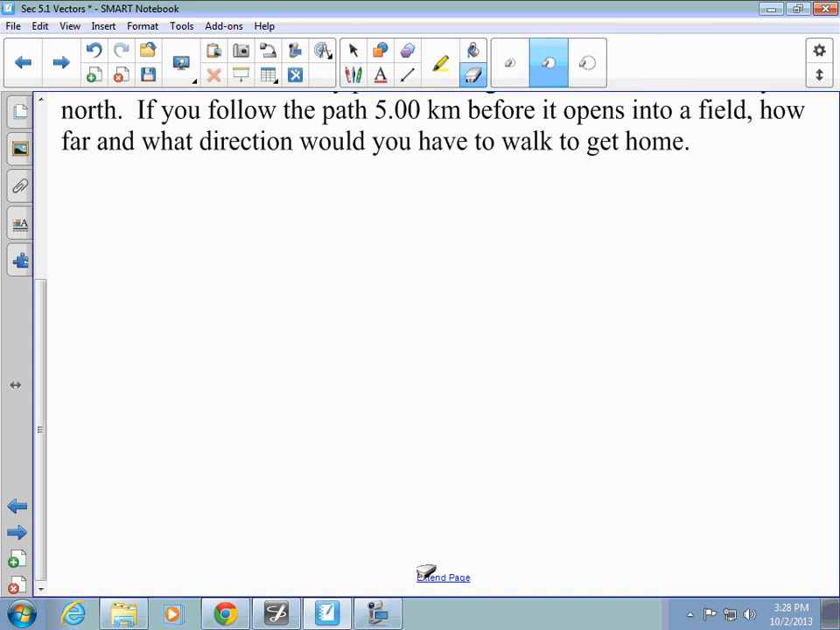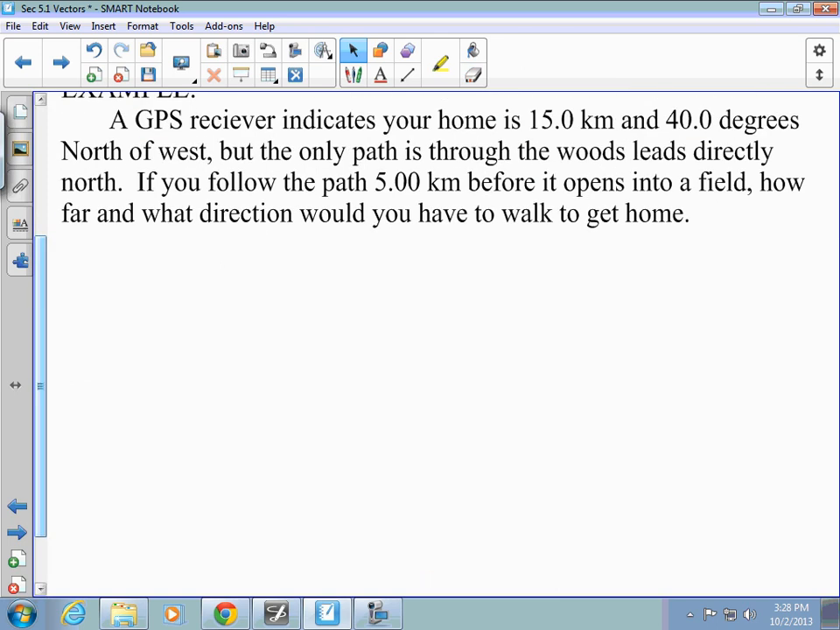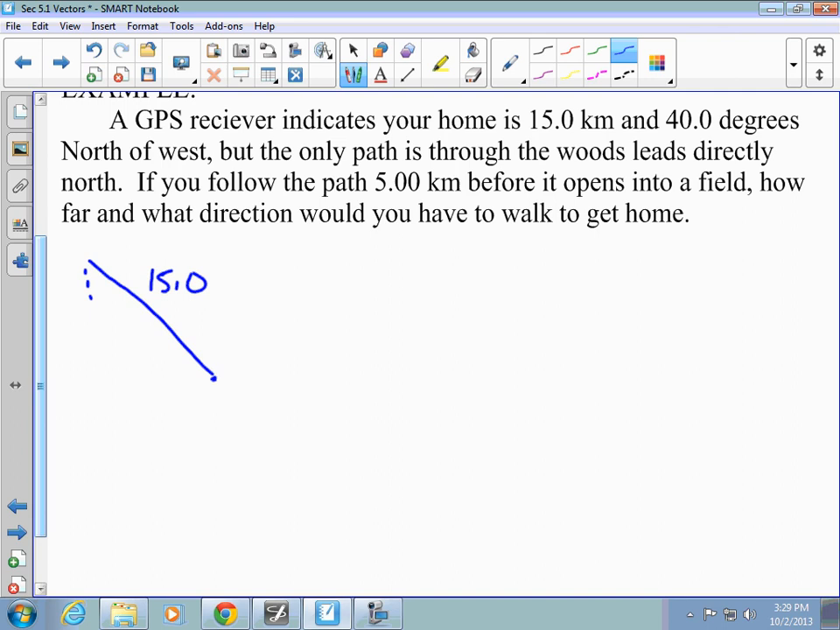So with that said, let's go ahead and start this problem. Well, first things first, we need to figure out how far away we are from home before we even start walking. So a GPS receiver indicates your home is 15 kilometers and 40 degrees north of west. So I'm going to draw my triangle. Here's my origin. I'm north of west, so I'm going to draw it this way. This is 15 kilometers. And I do not know my x value and I do not know my y value.